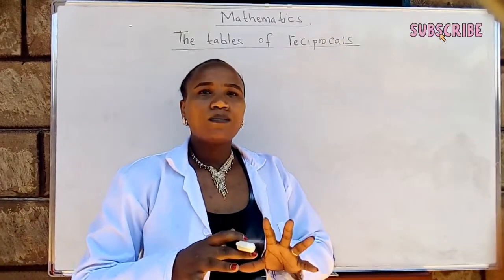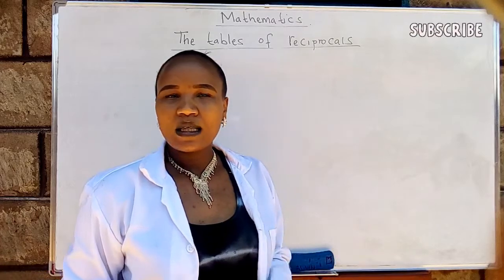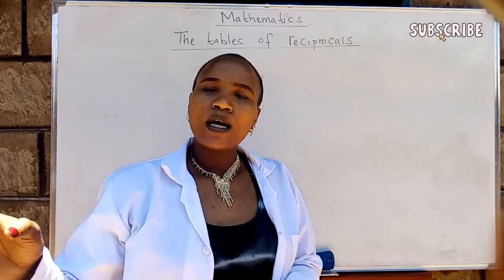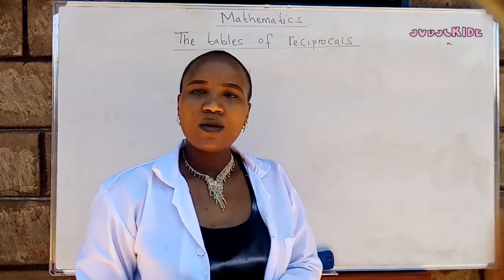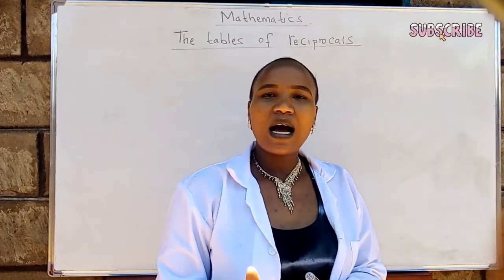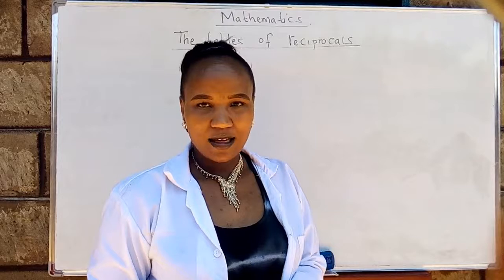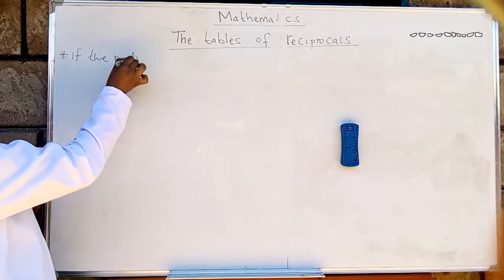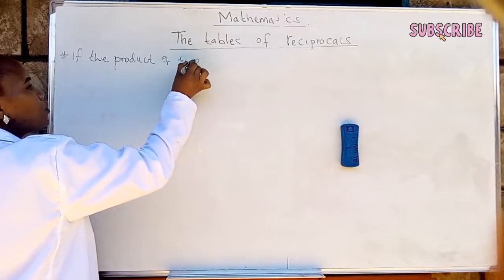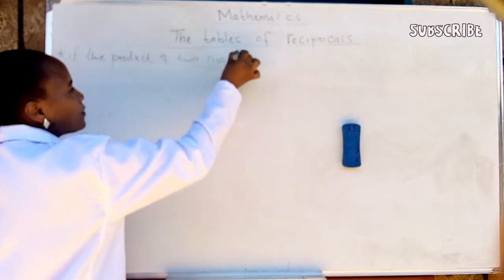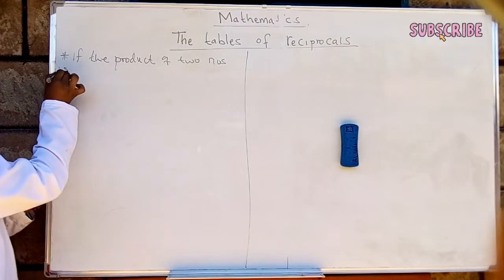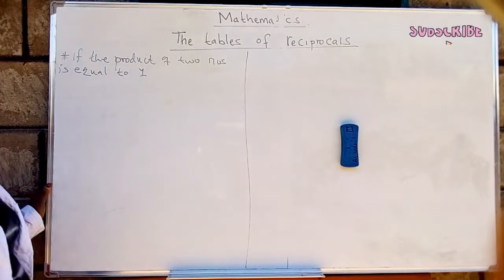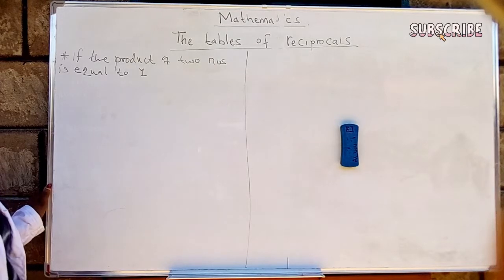So we know from general mathematics that if we multiply two numbers and the result is 1, then we say that those numbers are reciprocal of each other. In short, what we are saying, if the product of two numbers is equal to 1, then we say those numbers are reciprocal of each other.